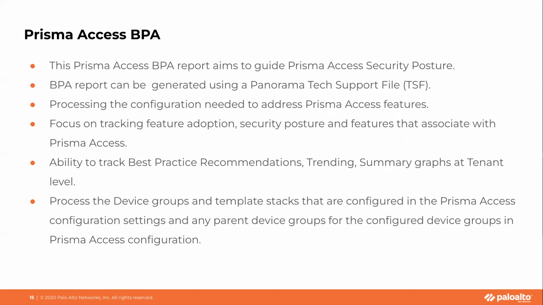In the next step, it will show you two options here: industry field and the BPA report type. The industry field is auto-populated, but you can change it with the drop-down menu if it's not showing the correct industry you belong to. For BPA report type, if you click on the drop-down menu, you will see two types: Prisma Access and Strata. Make sure that when you're running a Prisma Access BPA, you select Prisma Access here. And then click on generate report.